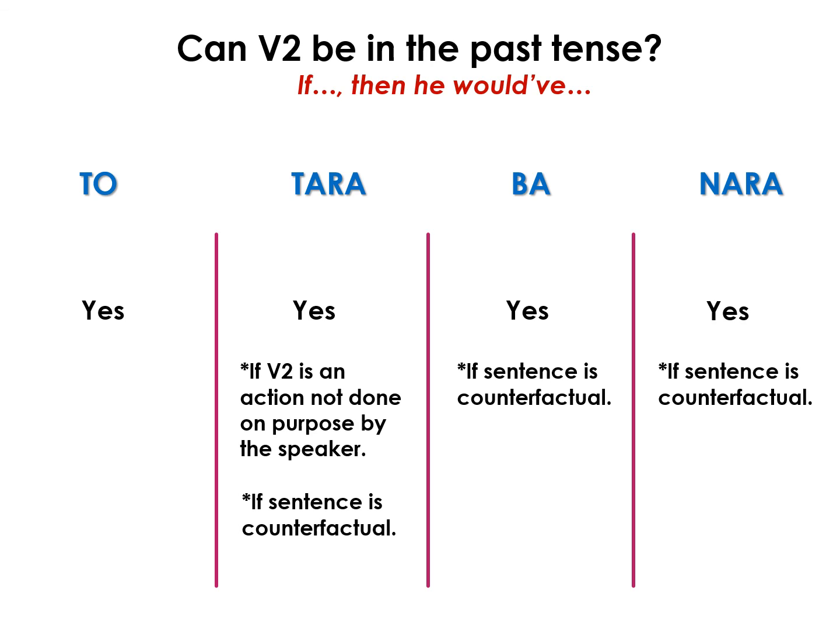So this ends our summary on the use of the four conditionals, to, tara, ba, and nara. I hope this lesson helped clear things up for you. The conditionals are a big topic in the Japanese language, and there are just so many details to remember about them. Ja, gambatte kudasai. Mata aimashou.